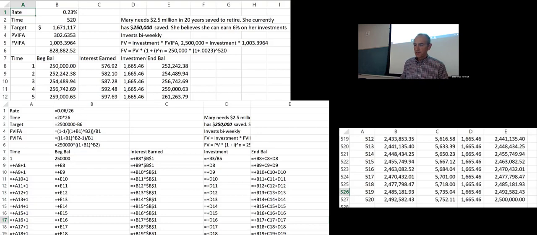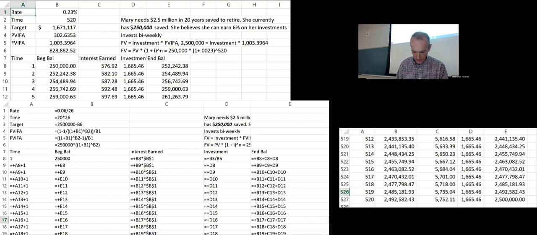All right, so we're going to assume that the beginning balance is 0. We're going to come back and try the 250 later. All right, how much interest do you make if you have 0 invested? So you start with 0 and you increase that by 0.23%. So you make 0.